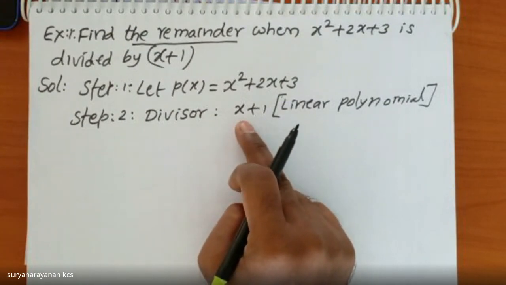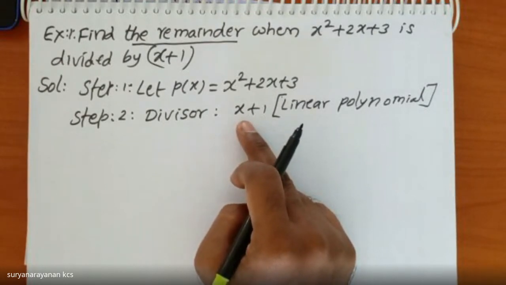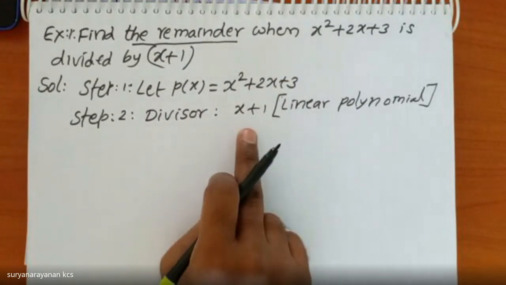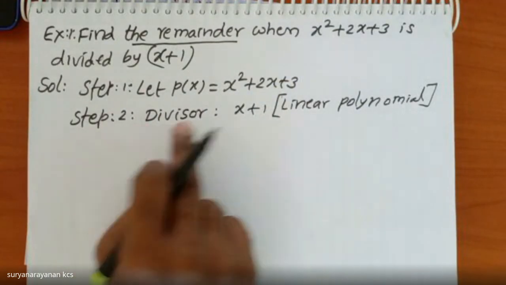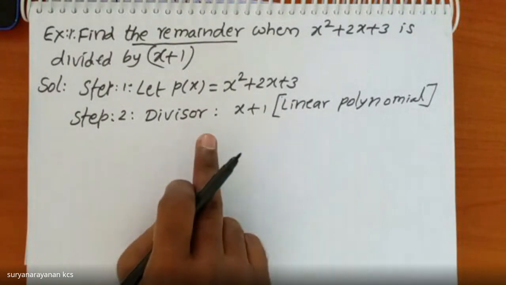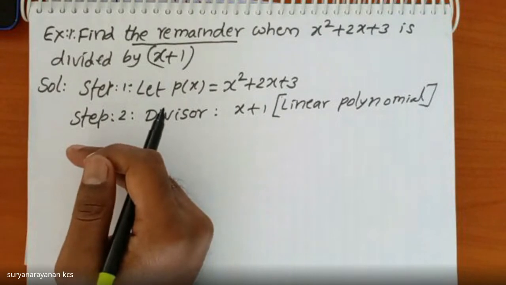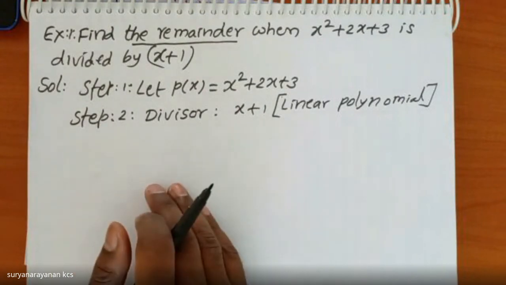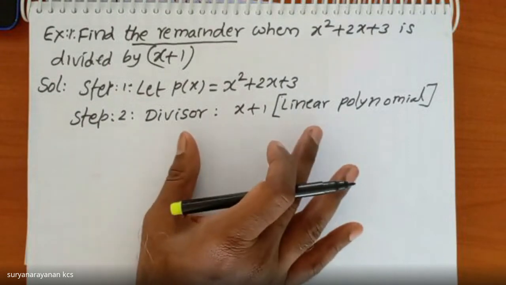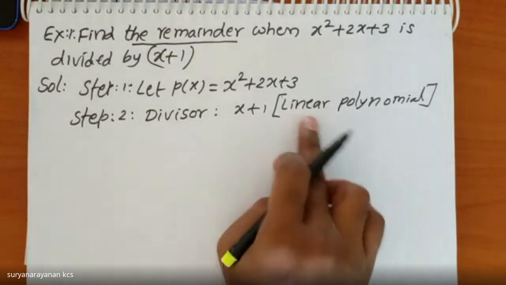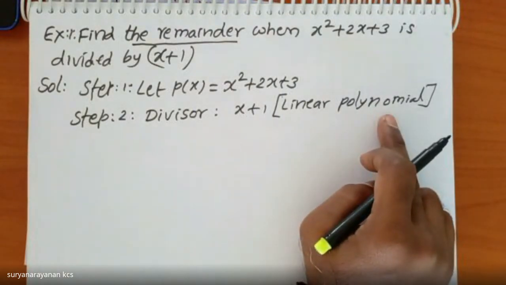We study the remaining polynomials in higher classes. If you divide a polynomial by a quadratic polynomial, what is the remainder? If you divide a polynomial by a cubic polynomial, then what is the remainder? We extend the same concept for the remaining polynomials also. But we are stopping this concept at linear polynomials only. We are not going beyond these polynomials.